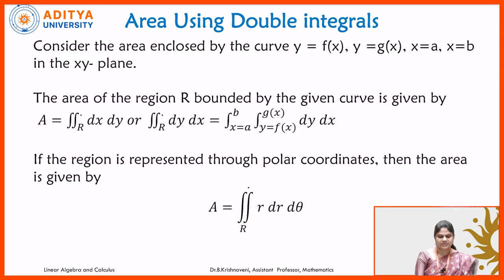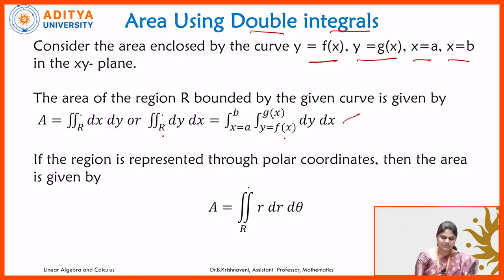So now first let's discuss the area using double integrals. Consider the area enclosed by the curves y is equal to f of x, y is equal to g of x, x is equal to a, x is equal to b in the xy plane. The area of the region R bounded by the given curves is given by A is equal to double integral over R dx dy or double integral over R dy dx, which can also be written as integral x is equal to a to b, y is equal to g of x to f of x, dy dx.